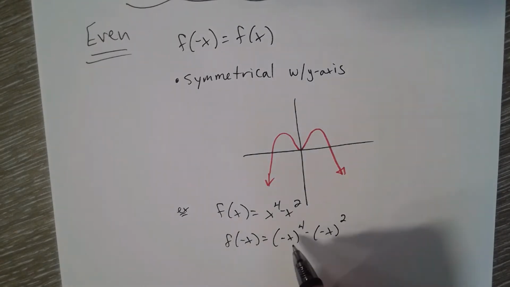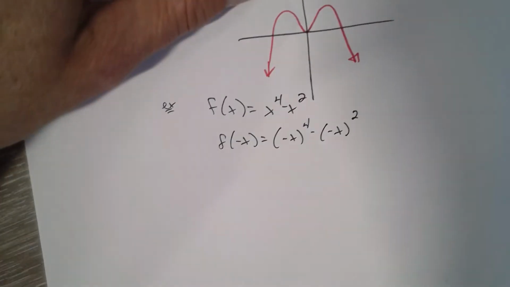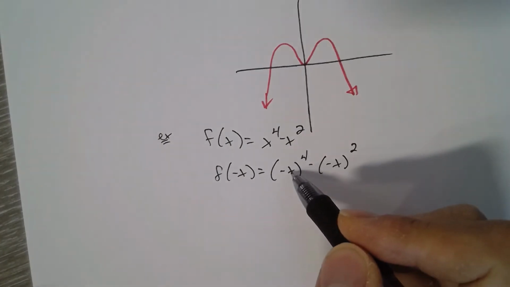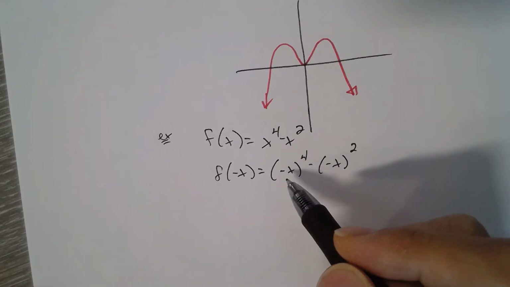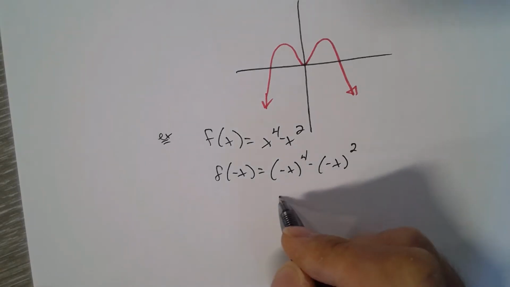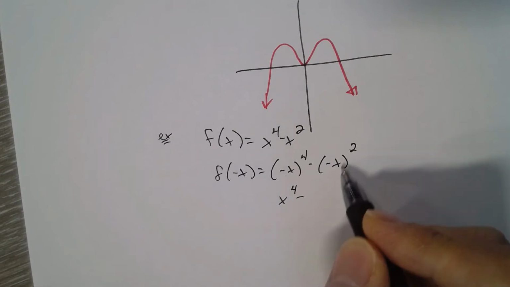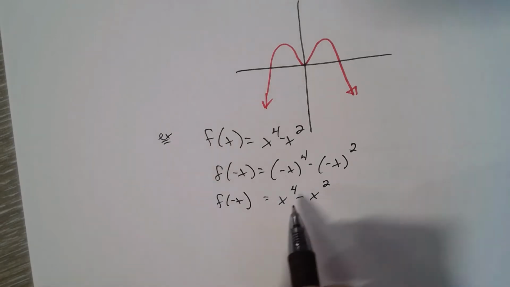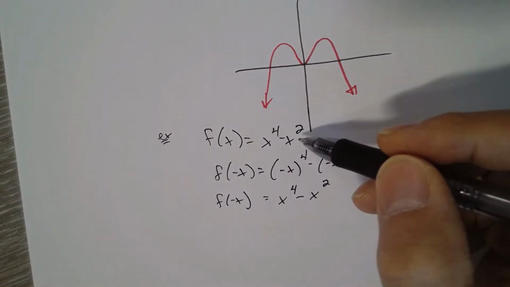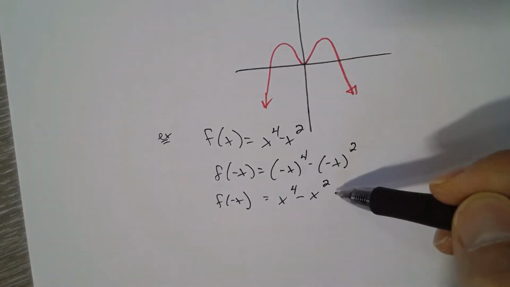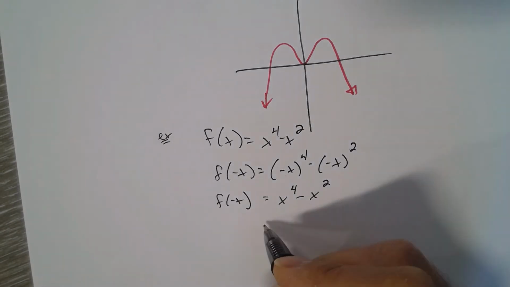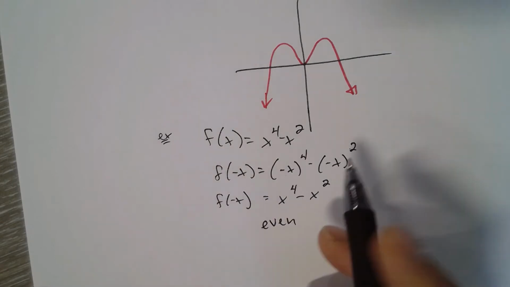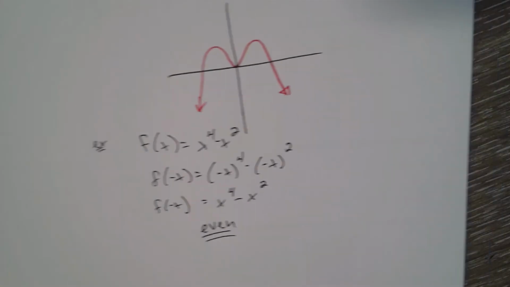So f of negative x is equal to, well, negative x to the fourth. If it's an even power, it's just going to become x to the fourth, just like negative 3 to the fourth is 81, just like 3 to the fourth is 81. So it becomes x to the fourth minus, that's another even power, so x squared. So f of negative x equals x to the fourth minus x squared. Since f of x and f of negative x are the same, we can say that this function is even.